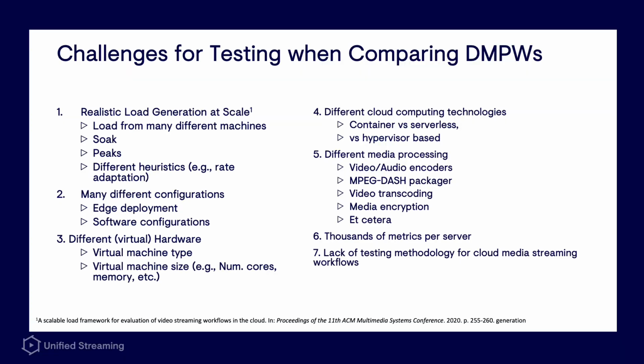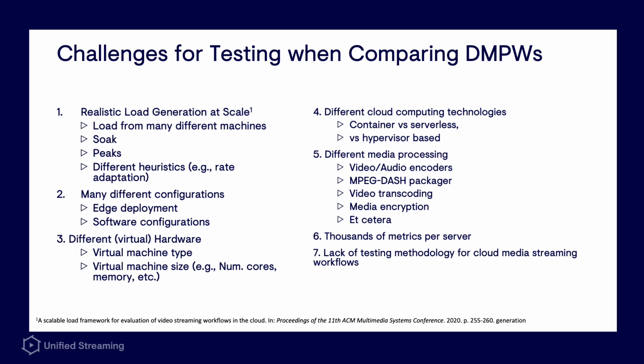We have enlisted some of the challenges when comparing DMPWs that we consider of great importance. One, realistic load generation at a scale that should be made out of different machines to emulate a realistic load. Soak testing that should have the capability of testing over long periods of time. Peaks that could be multiple users joining a live stream unexpectedly. Different heuristics such as rate adaptation.